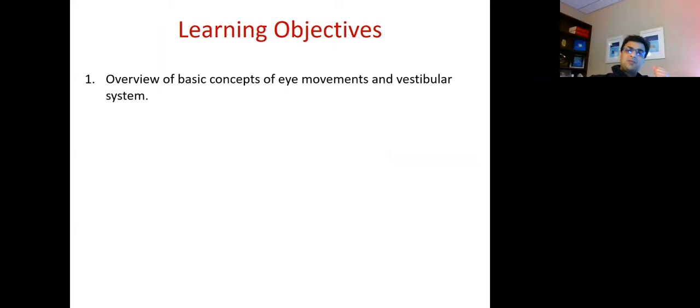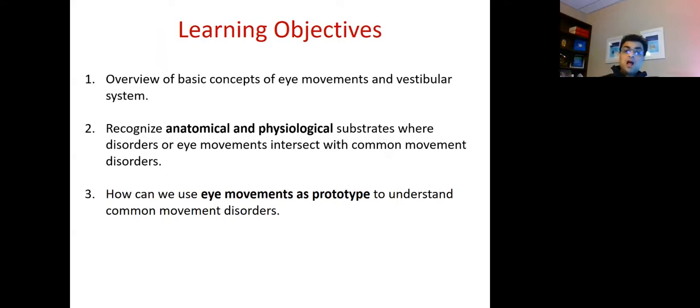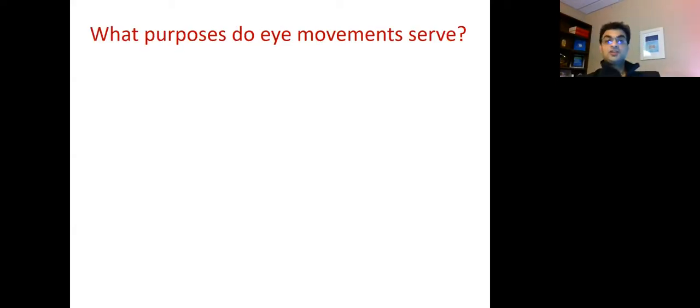So we have a few learning objectives. First, we will overview some basic concepts of eye movements and the vestibular system, because they are the nuts and bolts to understand the system, and then apply that knowledge to delineate several movement disorders or to identify some problems in the movement disorders. Then we will recognize some anatomical and physiological substrates where the disorders of eye movements intersect with common movement disorders. And then how we can use various eye movements as a prototype to understand some common movement disorders. And of course, we will also have some typical cases, and I will keep you alert by asking you some difficult and some easy questions.